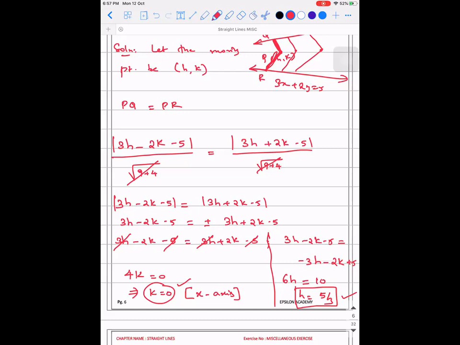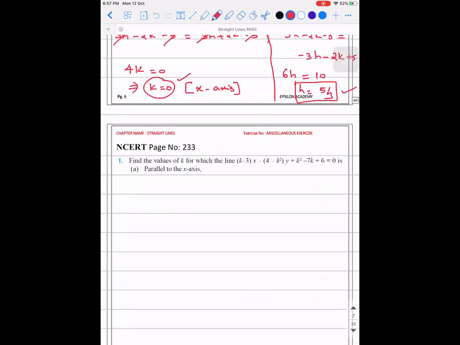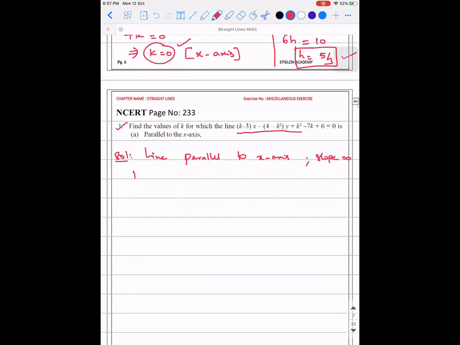Done? So now the exercise starts. Find the value of k for which these lines are parallel to x-axis. So if a line is parallel to x-axis, slope is 0. So what is the slope of the line? k minus 3 divided by 4 minus k square. k minus 3 divided by 4 minus k square is 0, means k is equal to 3.